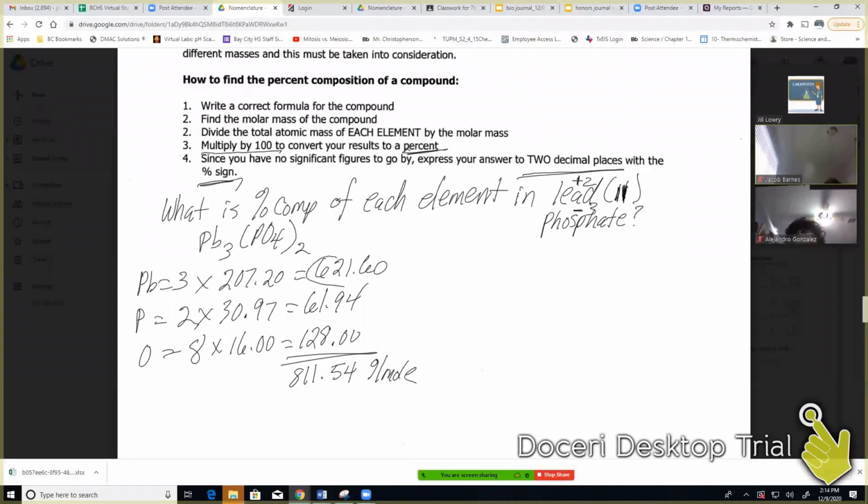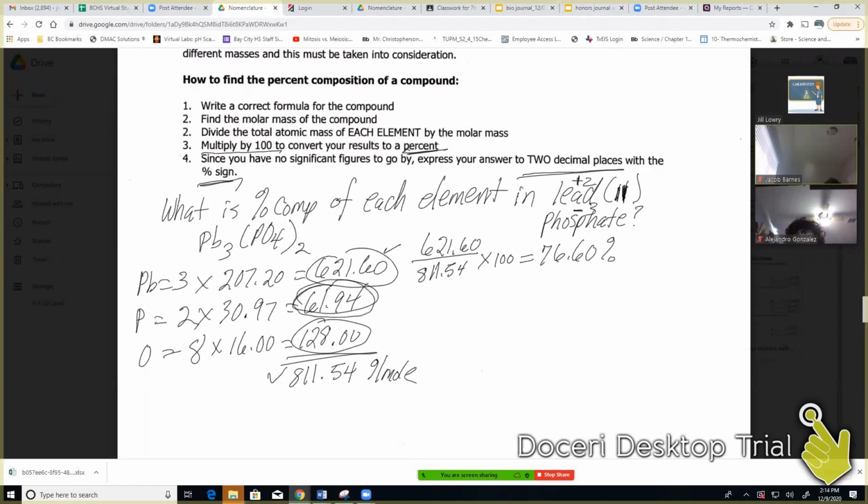Now I'm going to start finding the percent of each element in that compound. So for lead, I'm going to take its total amount, 621.60, and divide it by the total compound, because that's my part, and then my whole would be the whole compound. So 811.54 and multiplied by 100, and I get 76.60%.